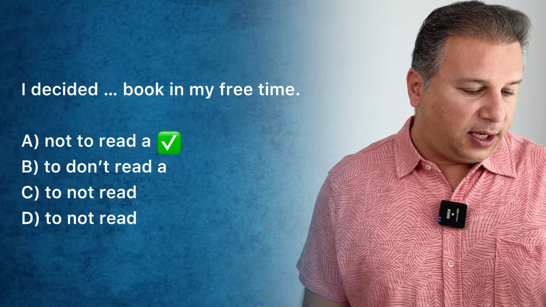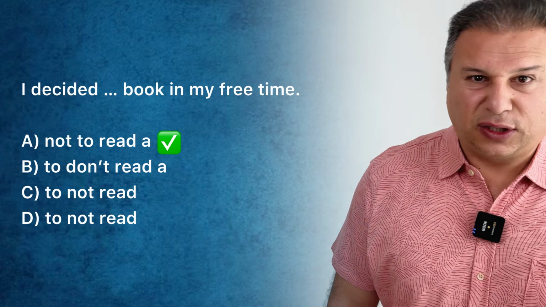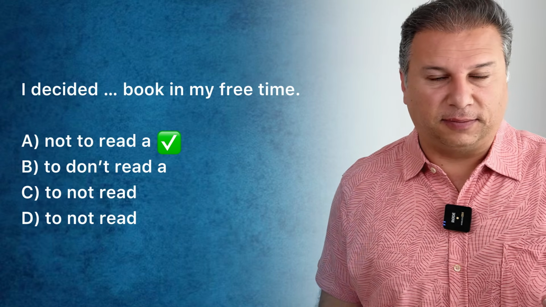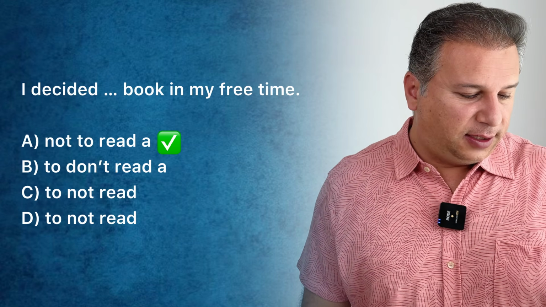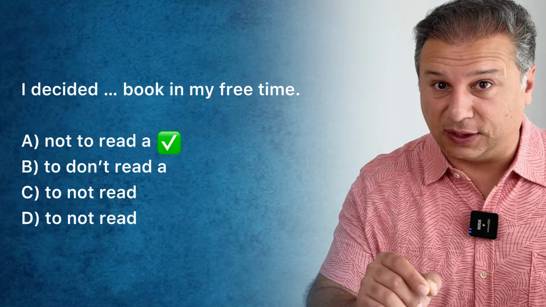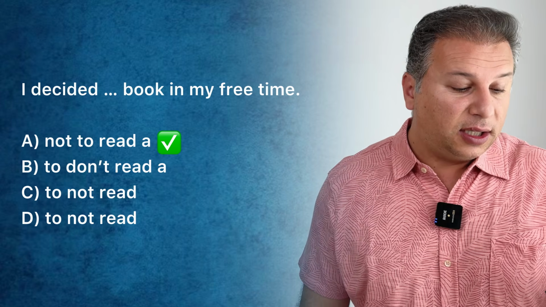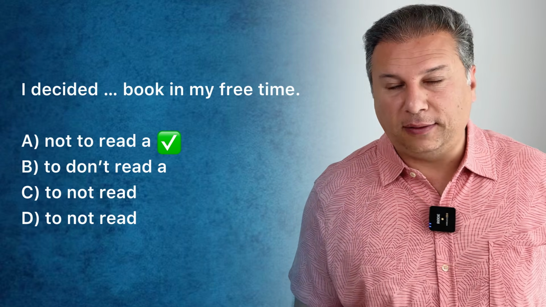C, I decided to not. We usually say not to. To not is not natural. And D, to not read. You use to because you have to decide you need to. So the best answer is A. I decided not to read a book in my free time.